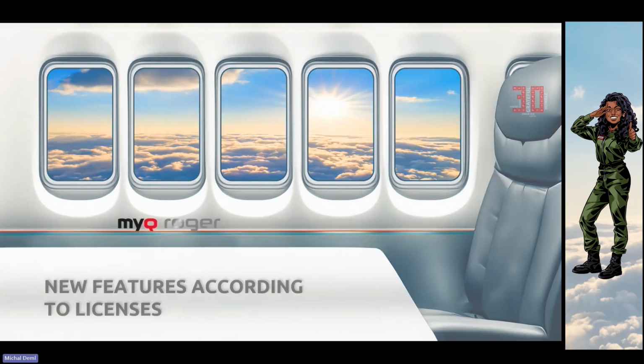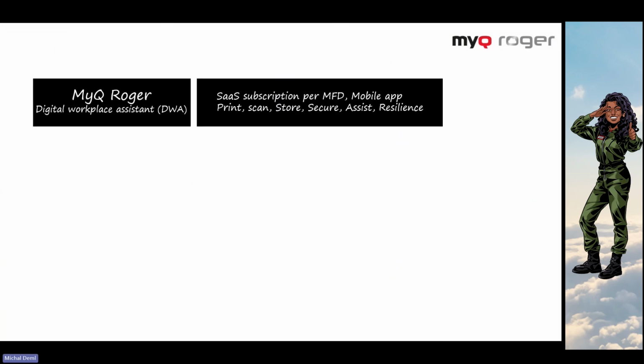Starting first with the basic and default one, the DWA or Digital Workplace Assistant license. It's a standard subscription per MFD, basically the license you've probably been using up to now for all the installations. As part of that, you get printing, scanning, and complete management using your mobile phone. It's the actual main license of MyQ Roger, because you will need it for any project where you would like to use Roger at your customers. Any other license I'll be talking about is just an add-on to this one.